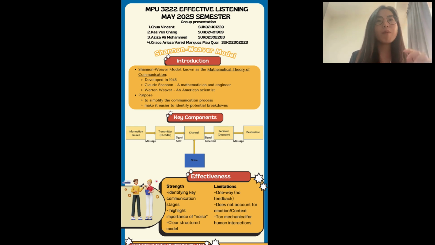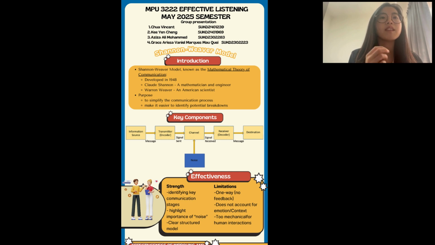The model aimed to simplify the communication process and make it easy to identify potential breakdowns, particularly in the context of engineering, mass communication, and information theory. Next are the key components. There are 5 key components.